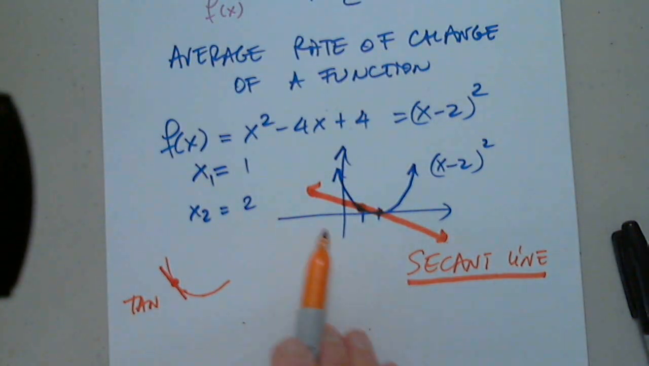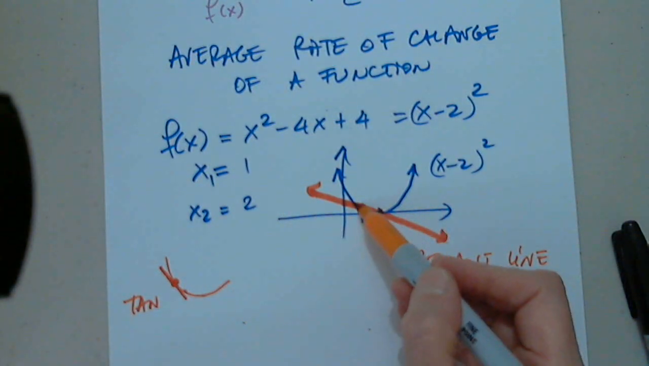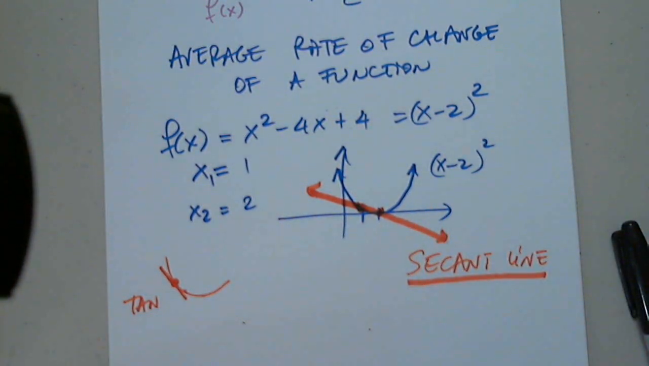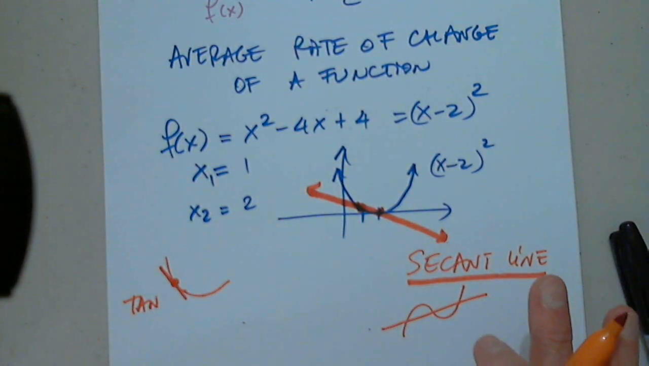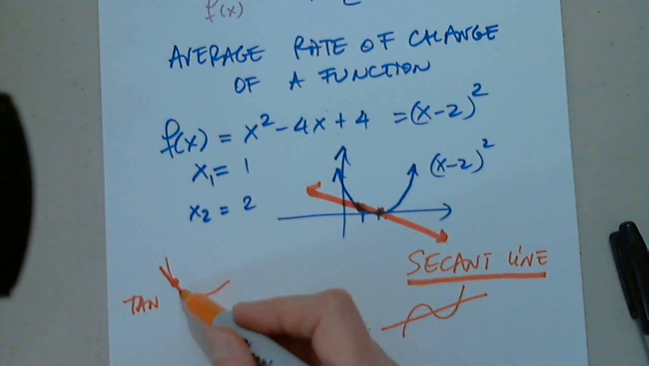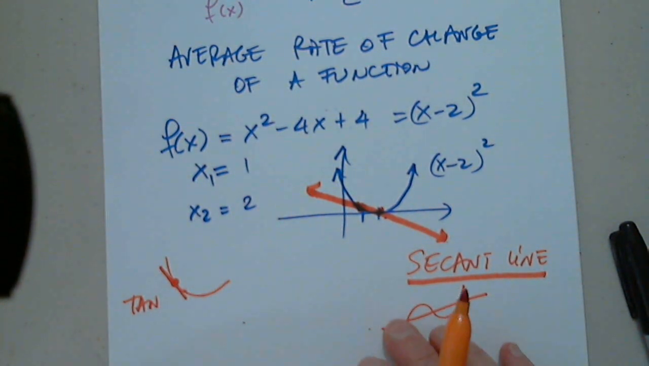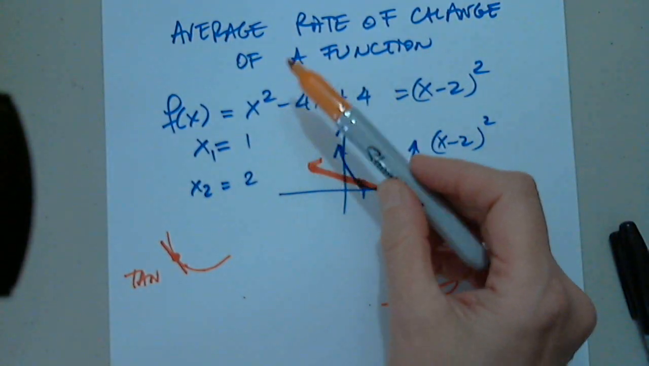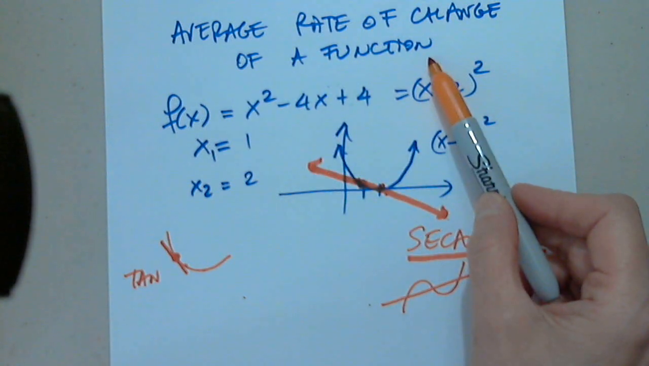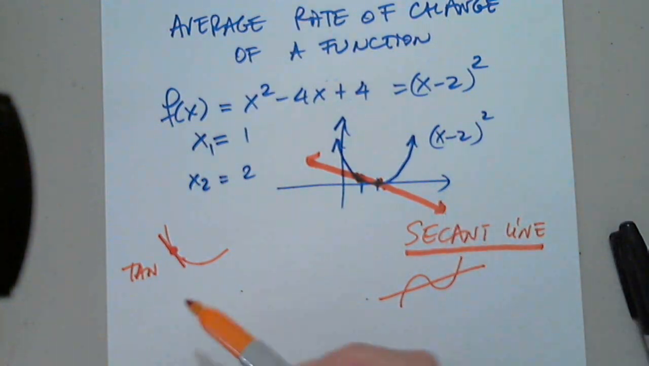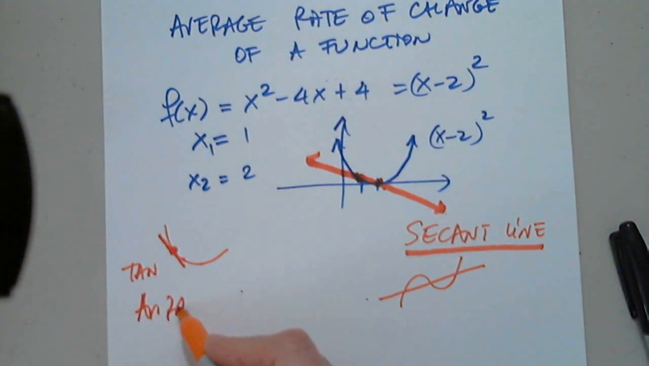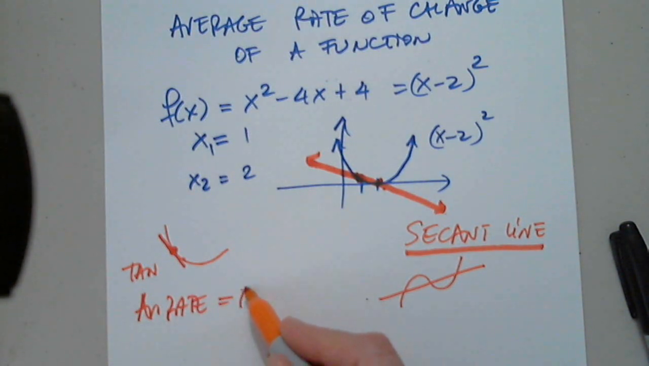The secant line crosses the graph in 2 points. It can cross in more than 2 points. If it's something like this, it can cross in more than 2 points. It doesn't matter, but at least in 2 points, not 1, 2 or more. So in order to find the average rate of change of this function, all we have to do is find the slope of the secant line.